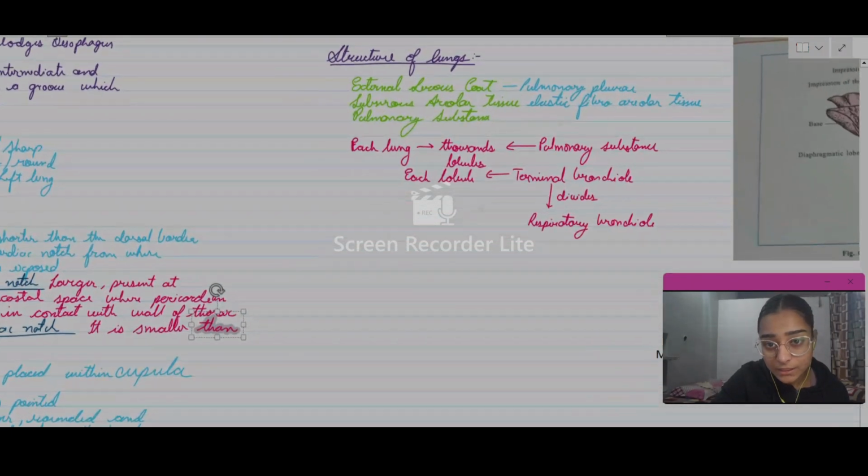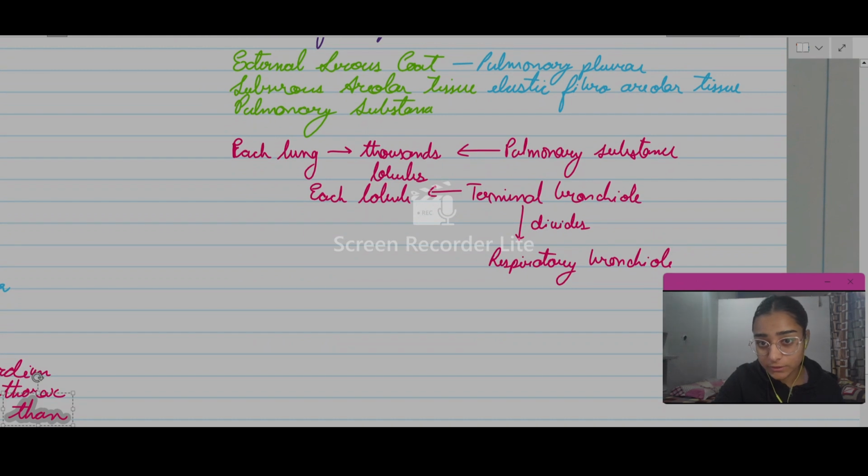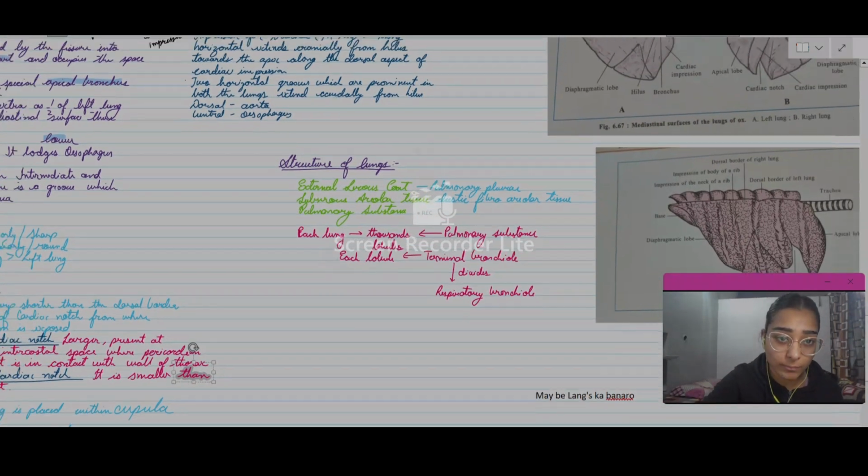Structure of lungs: there is external serous coat, serous areolar tissue is present, and external serous coat is formed by pulmonary pleura. Elastic fibroareolar tissue is present, and each lung is divided into lobules. Pulmonary substance is present, and each lobule is divided into terminal bronchiole, which is divided into respiratory bronchiole. Here we wrap the topic of lungs in this video.